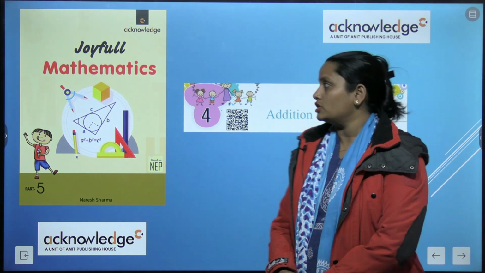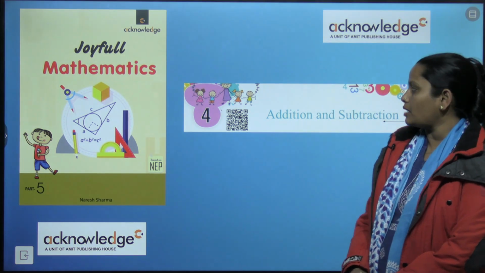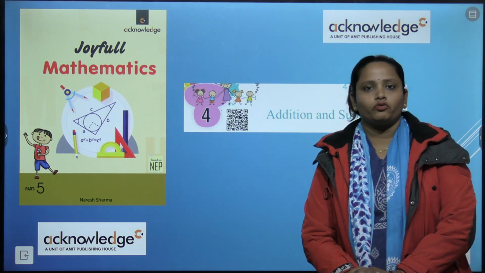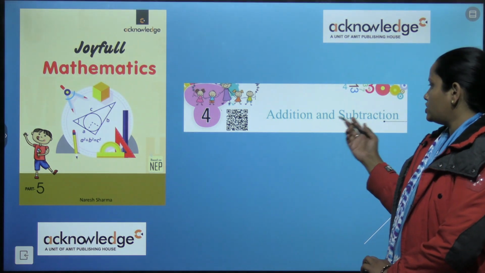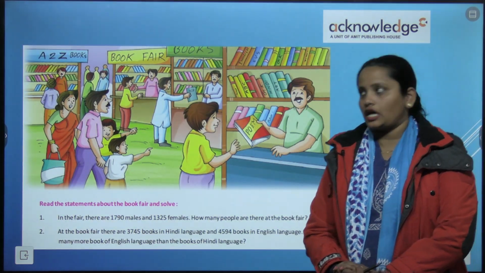This is your book, Joyful Mathematics, and today we are going to start a new chapter. This is chapter number 4 of your book, and the name of the chapter is Addition and Subtraction. So let's see what's new in this chapter.